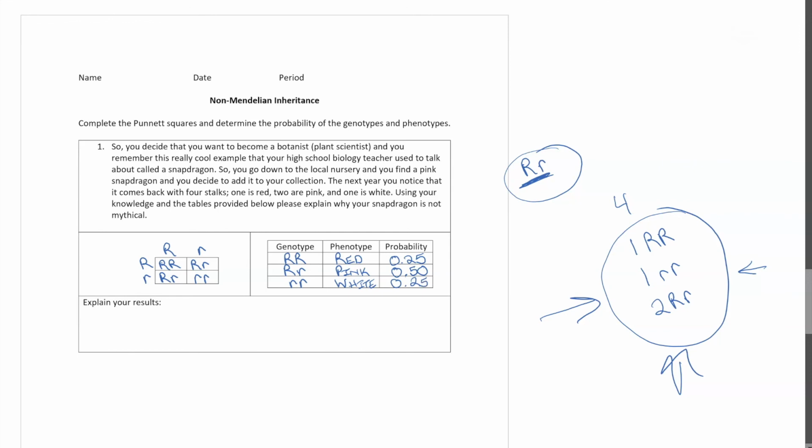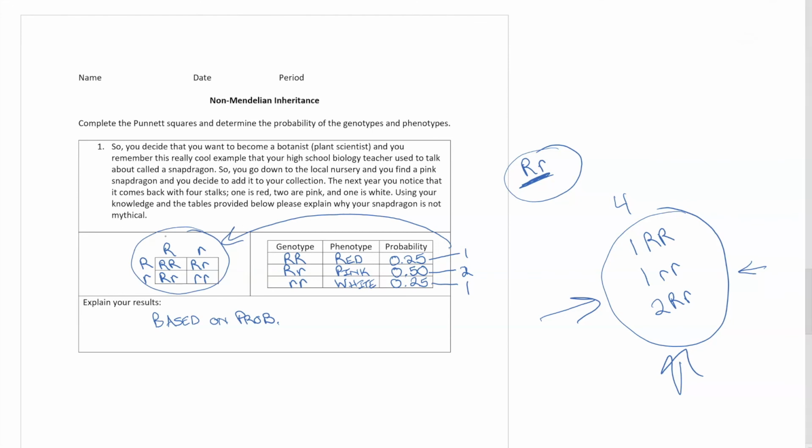Okay, so how do we explain our results? Well, based on our probability, we have actually determined that we should have in our Punnett square 1 square dedicated to the red, 2 to the pink, and 1 to the white. And so we go back and we look at what we had originally hypothesized over here, and we see that that is the case. Just because of how familiar we are with the actual data itself and how Mendelian or non-Mendelian characteristics work.